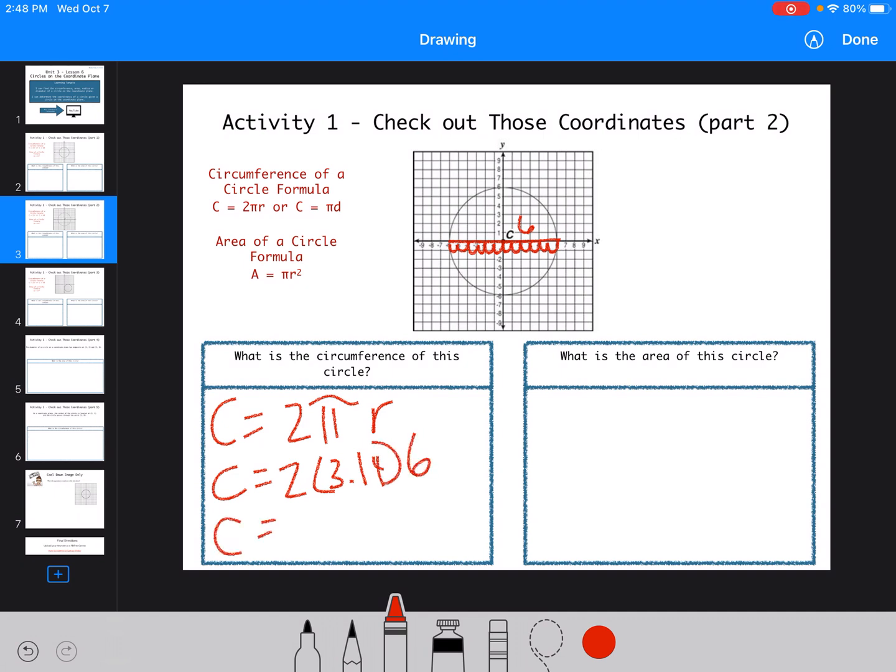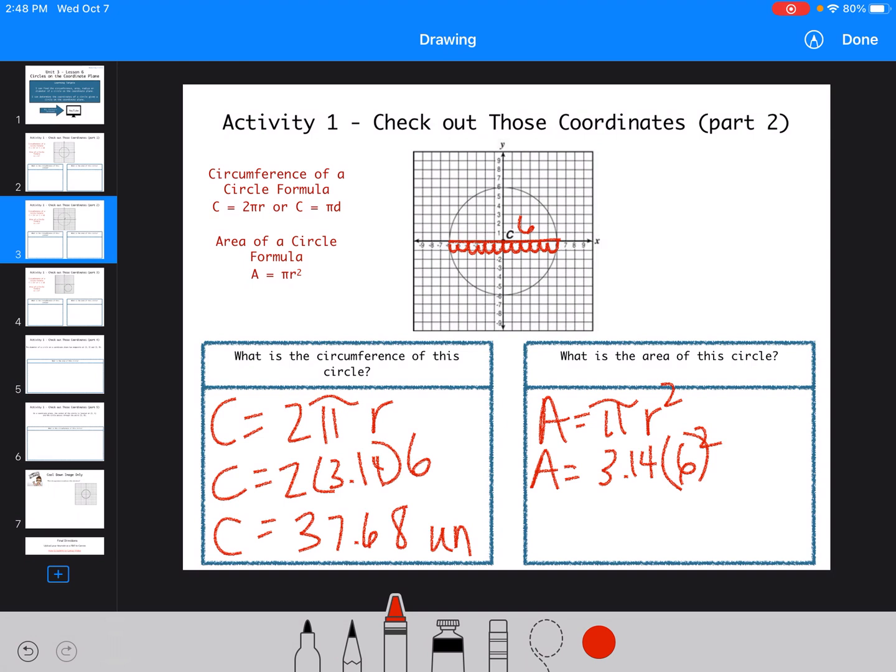C equals 2 times 3.14 times 6. C equals, so I'm going to use my calculator. And I get 37.68 units. Because again, this is circumference, it's a distance. So then I'm going to find my area. So area equals 3.14 times 6 squared. So remember, 6 squared is 6 times 6. So technically I could say my area was 36 pi. But I would rather work it out. And it's going to be units squared.